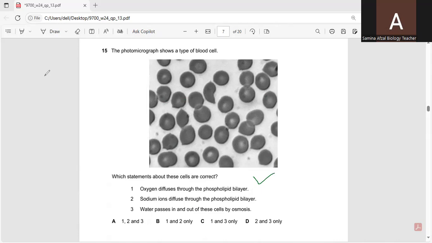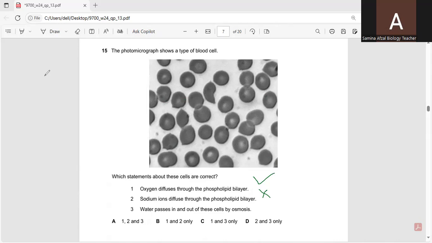Statement 2: sodium ions diffuse through the phospholipid bilayer. Sodium ions cannot diffuse. Why can they not? Because they are charged and larger, so membrane permeability will not allow them to pass through. The phospholipid bilayer is largely impermeable to these types of ions and other charged or larger polar molecules. Because of its hydrophobic interior, ions require specific protein channels or carriers. So it will not diffuse. So this statement is not correct.